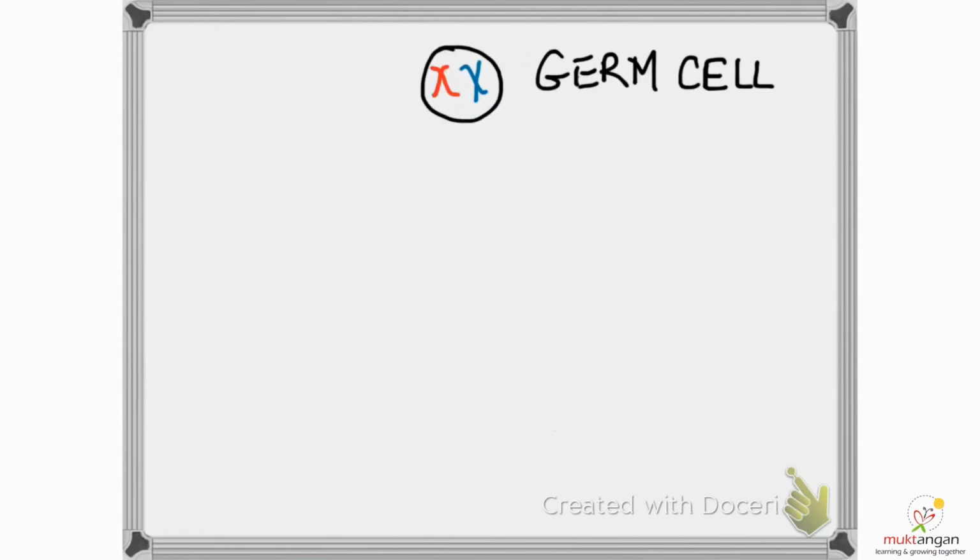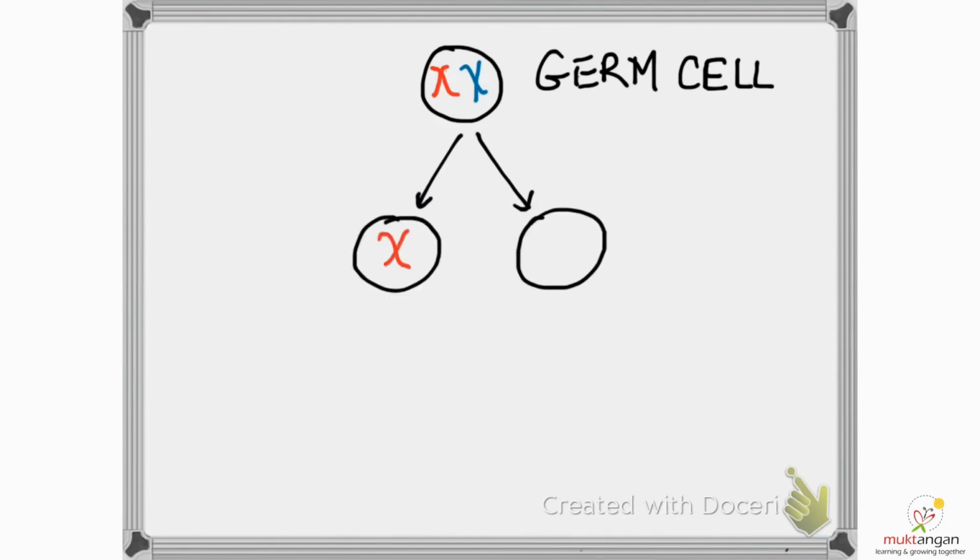This is a diploid germ cell. Diploid means it consists of two sets of chromosomes. In meiosis 1, this cell divides to form two new cells. In this stage, homologous chromosomes separate.